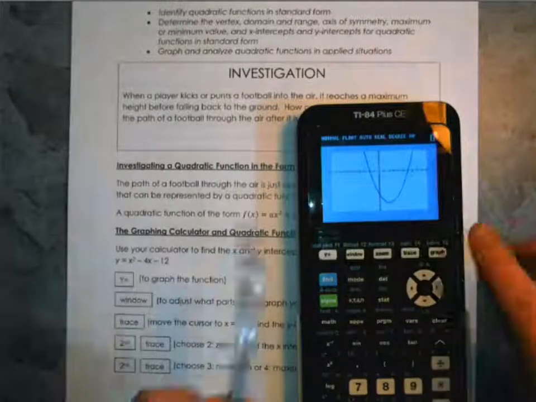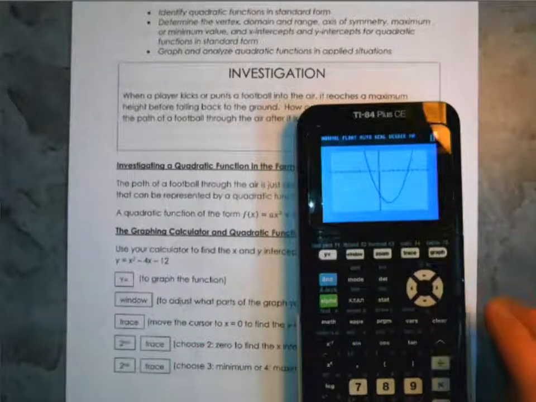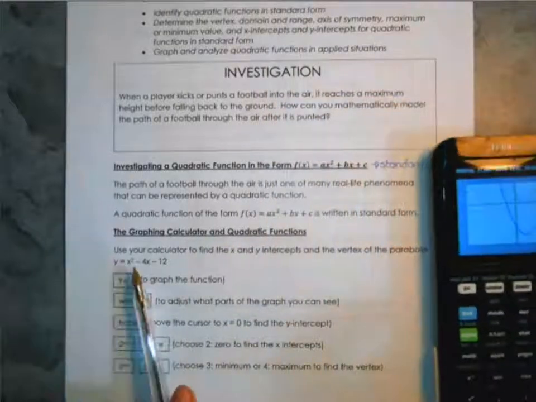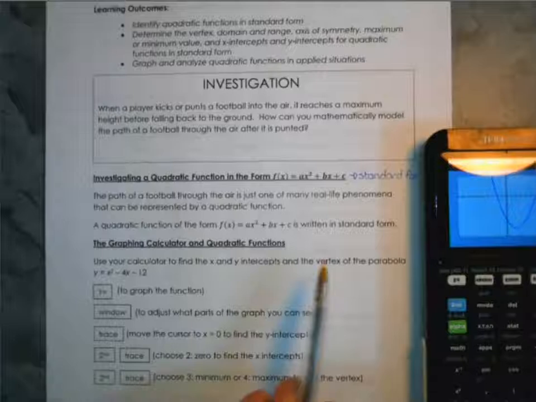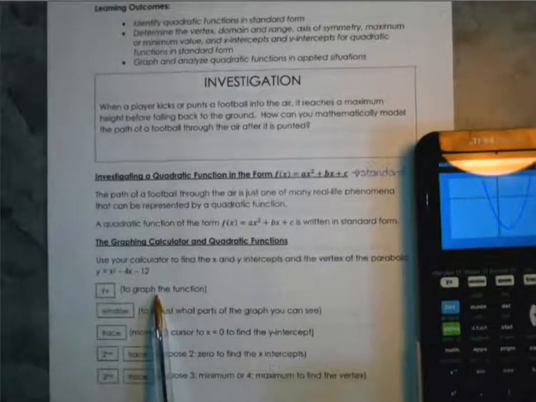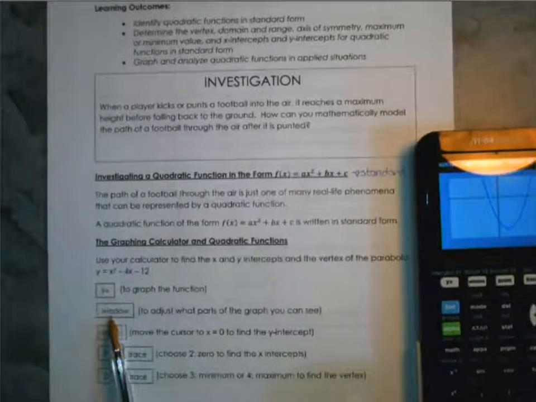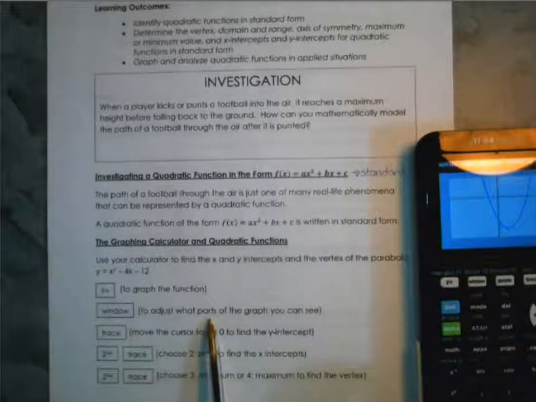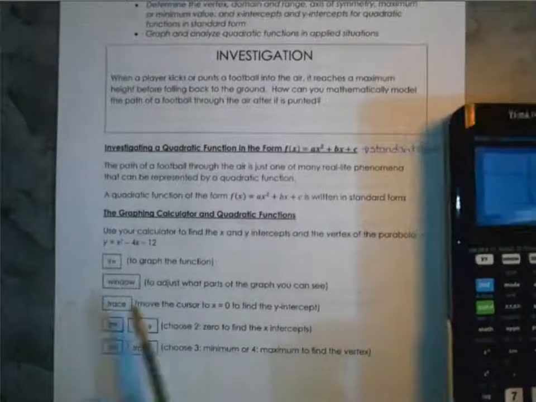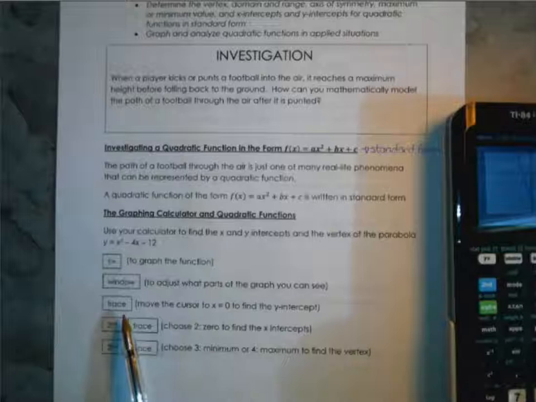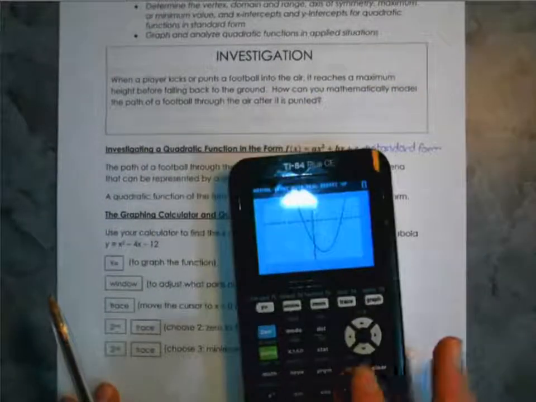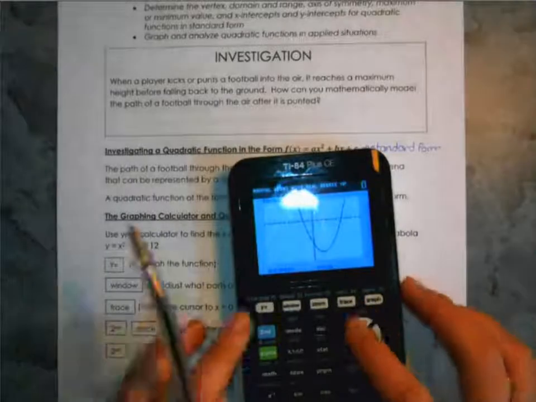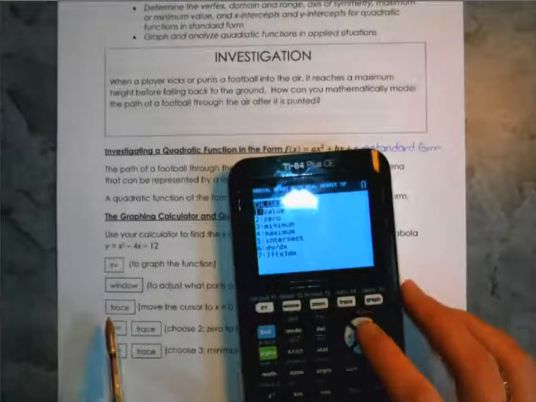Okay, so now I can see the graph, and let's see, what were we being asked to do here? Use your calculator to find the x and y intercepts and the vertex. Okay, so we did y equals to graph the function. We did the window to adjust the parts of the graph that we could see. Now we want to start looking at answering these questions. So if we want to find the y-intercept, what we're going to do is hit second function trace.